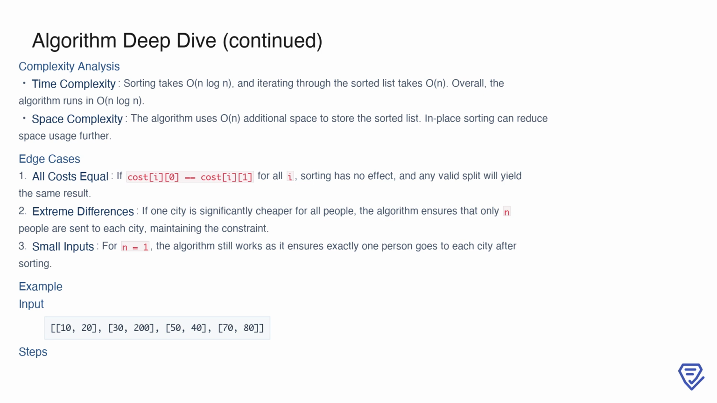Next, let's consider some edge cases. If the costs for city A and city B are equal for all people, the sorting step has no impact, and any valid split of n people to each city will yield the same result. For cases with extreme differences, such as one city being significantly cheaper for everyone, the algorithm still ensures that only n people are sent to each city, maintaining the required balance. For very small inputs, such as n equals 1, the algorithm works seamlessly since sorting and assigning one person to each city is straightforward. These properties make the algorithm robust and effective under various scenarios.